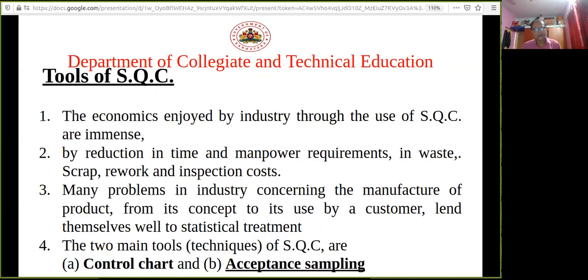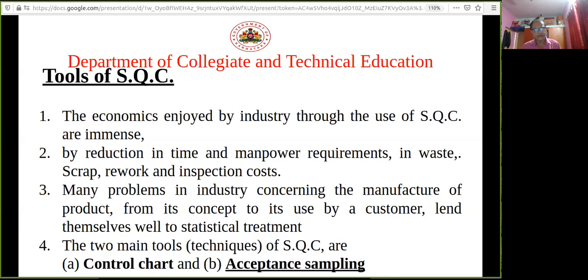So many problems in the industries concerning the manufacturers of the product, from the concept to its use by the consumers, lend themselves well to the statistical tools. There are two main tools that we are using here in statistical quality control. A, the control charts, and B, the second one, the acceptance sampling.